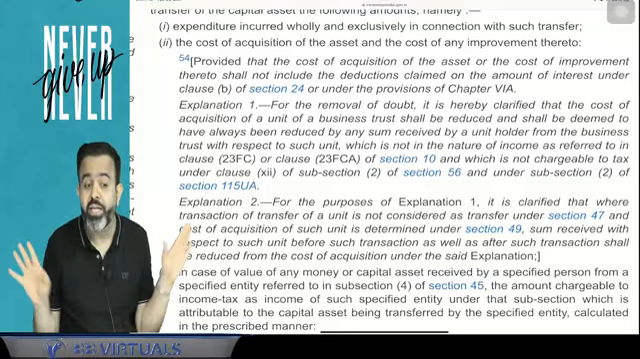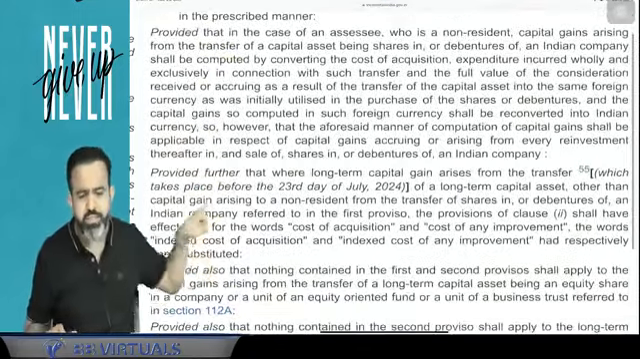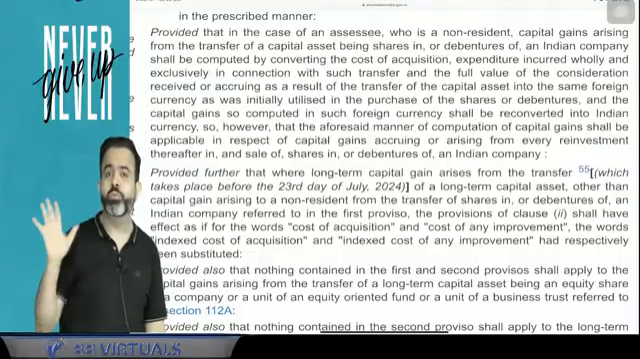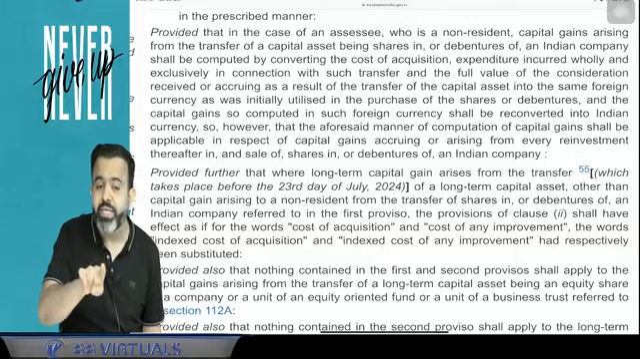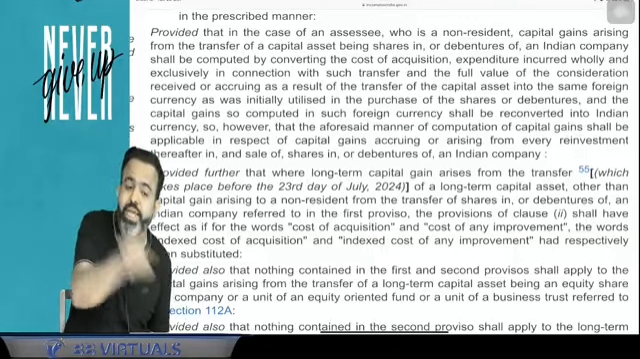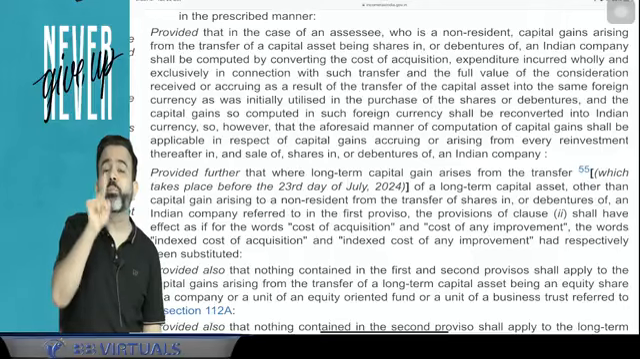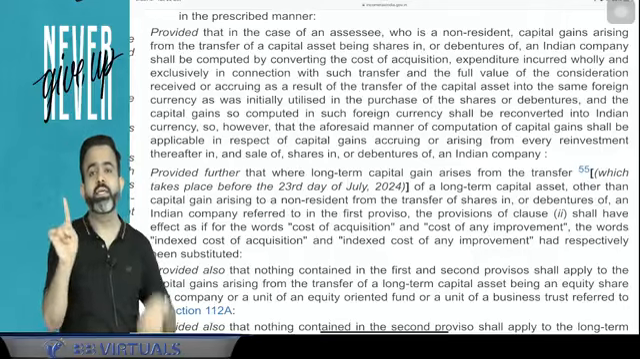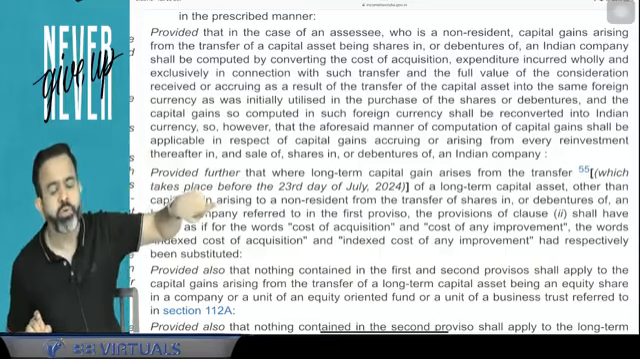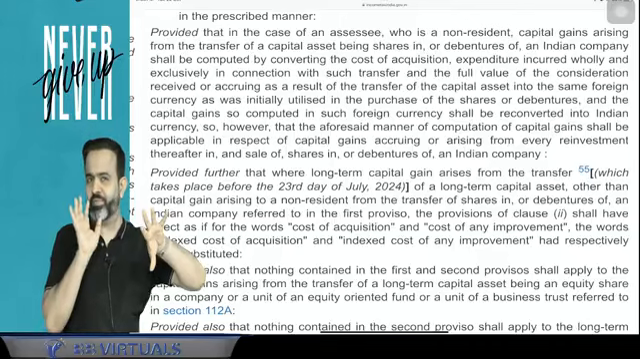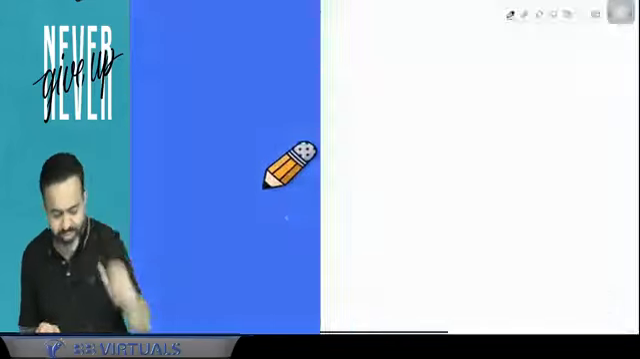The answer is they have not made any amendment here. Here they clearly mention in the second proviso that this indexation is not available from 23rd of July 2024. So for the computation of capital gain and for the computation of total income, guys, there is no index benefit. Only for the tax computation they have given one benefit. Now how it will impact you, don't worry, I will explain.